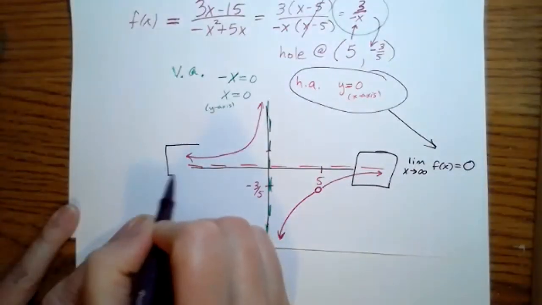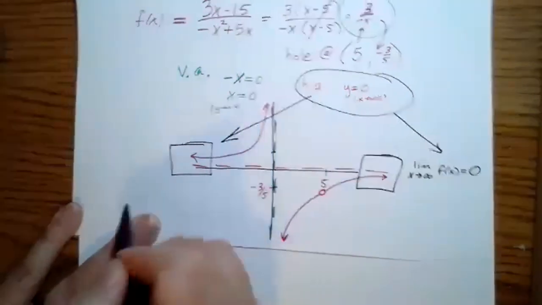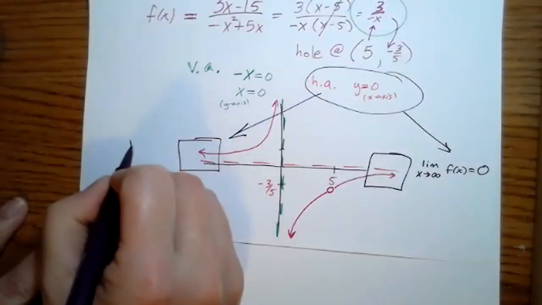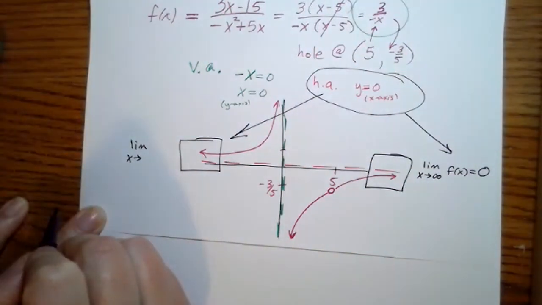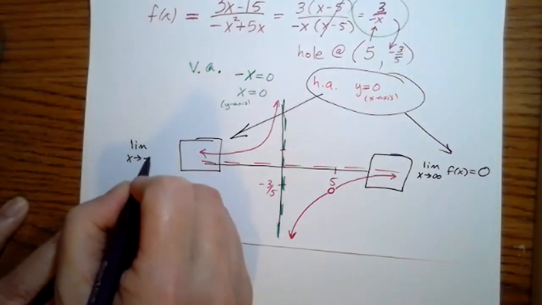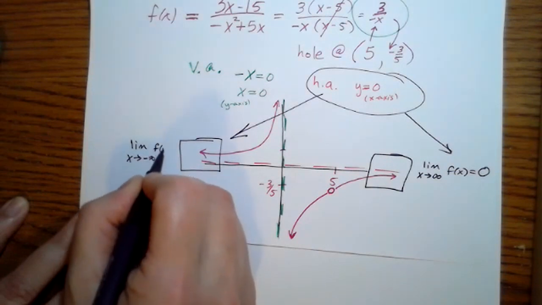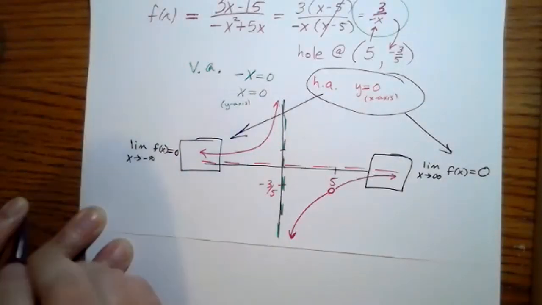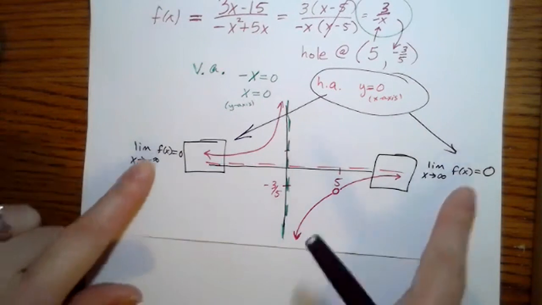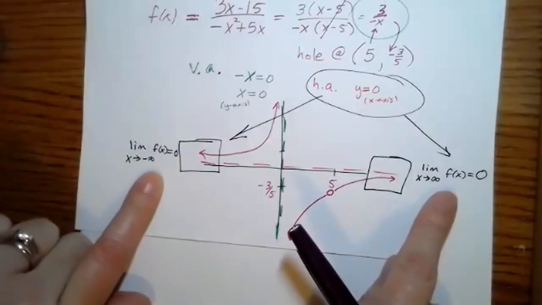Same over here. I want you to know what the left end is doing. Okay, so how do we write the limit for this end? What's x going to? Negative infinity. Where's y going as x goes farther to the left? 0. So that's what you have to know how to do for the test.